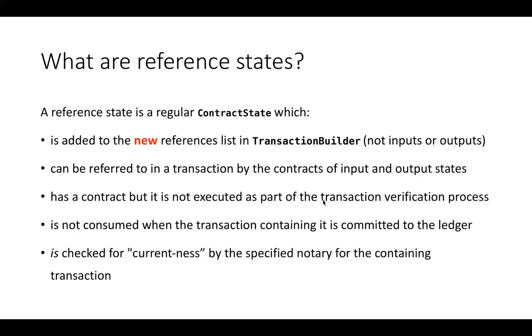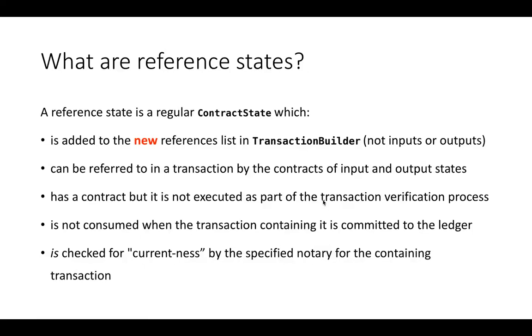So before Corda version 4, there was a list for inputs, a list for outputs, a list for commands, and a list for attachments. There was a timestamp field, and I think that was it. Whereas now in Corda 4, there's a references list as well.